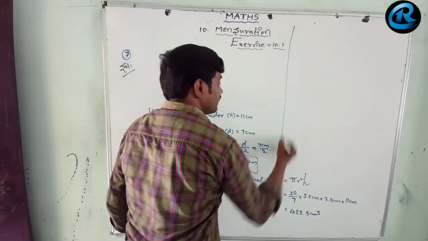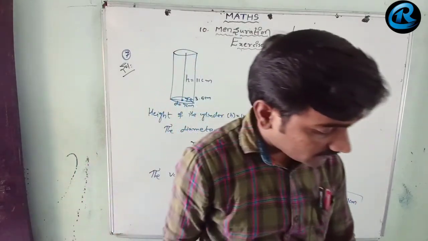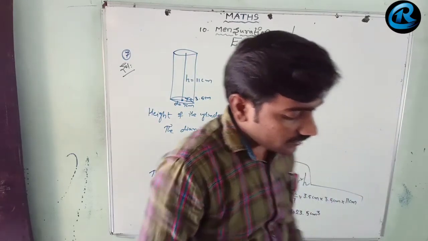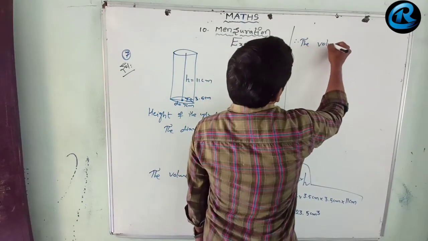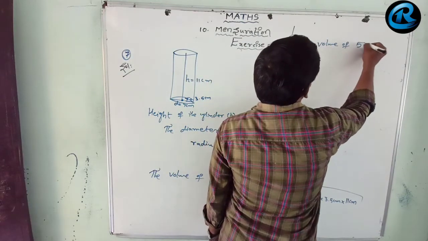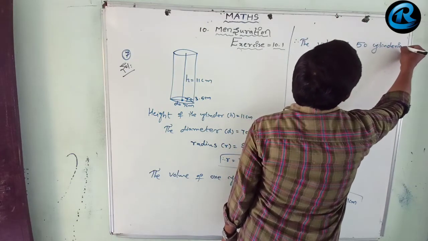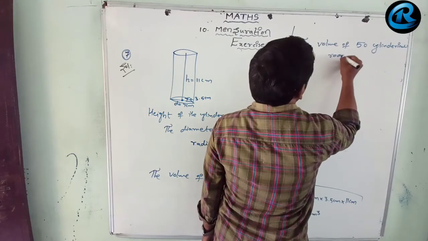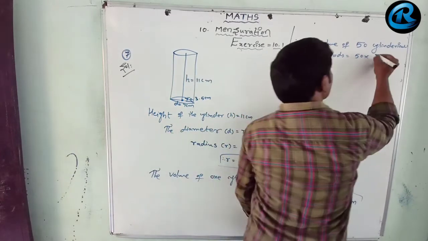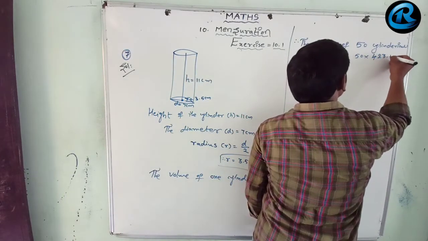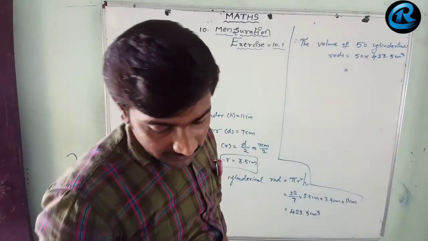And we require 50 cylindrical rods. The volume of 50 cylindrical rods, that is what he asked. Therefore, the volume of 50 cylindrical rods equal to 50 into volume of one cylindrical rod, that is 423.5 centimeter cube. Then we will multiply by this.